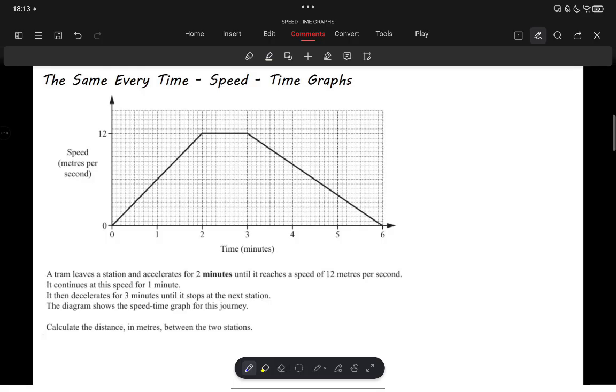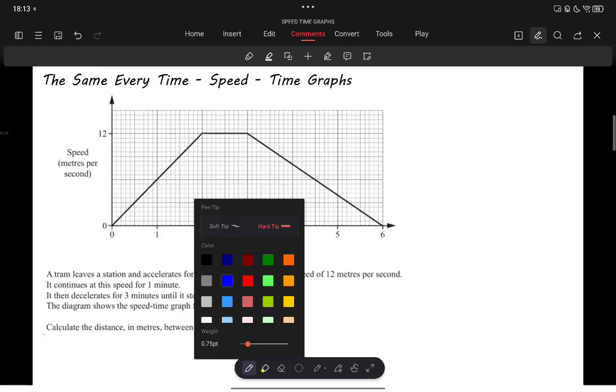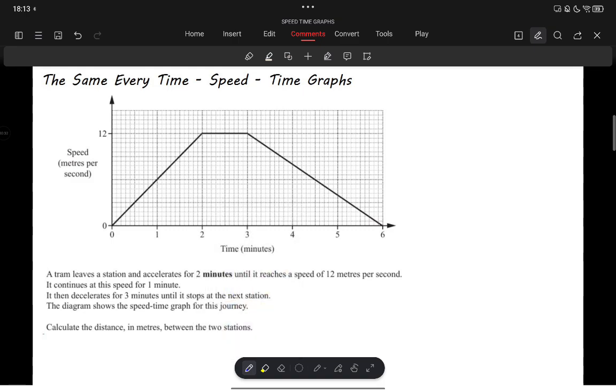If you've watched the other videos, you will hopefully remember that the first thing I suggested we do is just check that the units actually match up, because if they don't, we'll have extra problems. So the speed on the vertical axis is in meters per second, and the time on the horizontal axis is actually given to us in minutes. So now we have an additional problem because the units don't match up. Seconds and minutes do not match up.